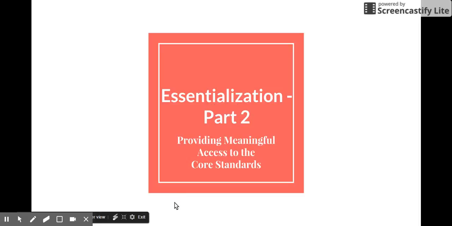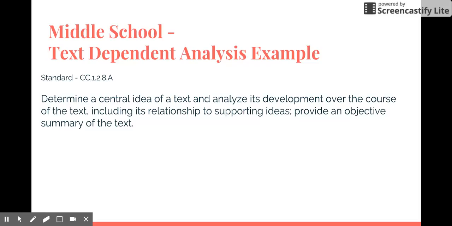Okay, so now we're moving on to part 2 of essentialization, and we're going to look at some examples from the secondary level. So here is an example from middle school, and really across the board, we are asking our students to be working on text-dependent analysis. This is an 8th grade standard.